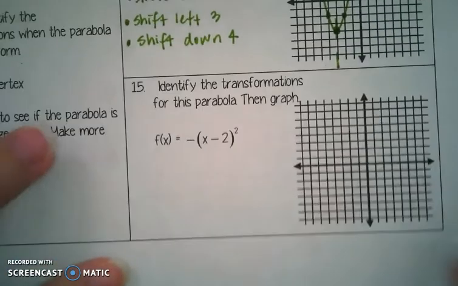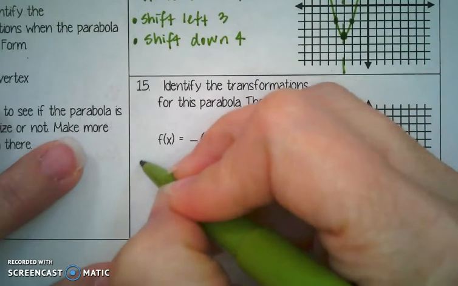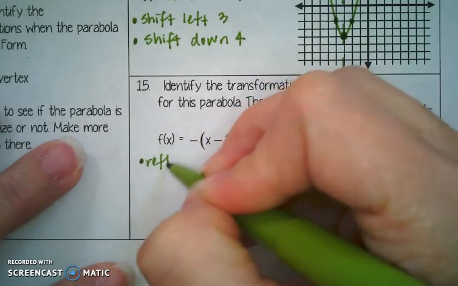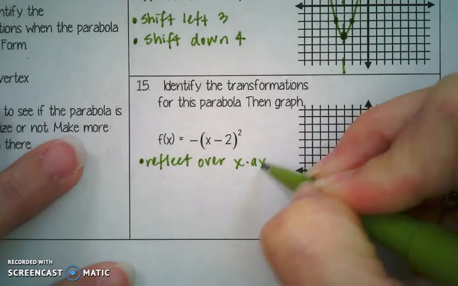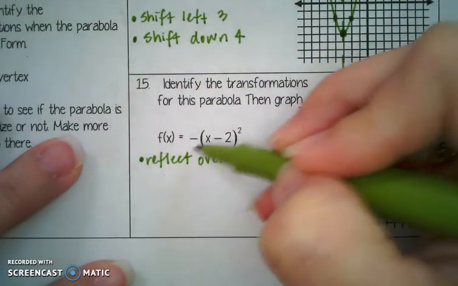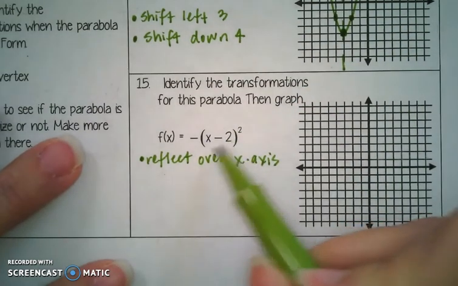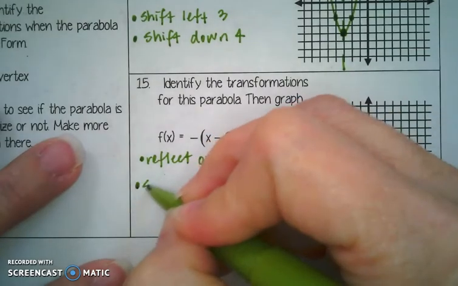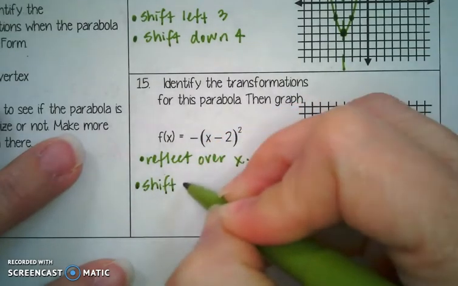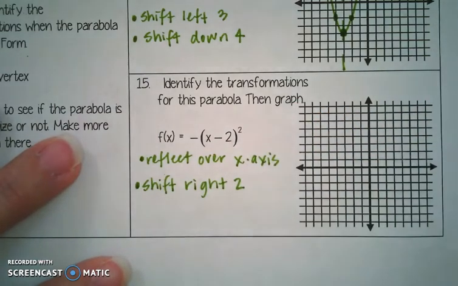All right, last one, and then we're done, almost finished. Identify the transformations for this parabola and then graph. Okay, so first thing this negative tells me is that we need to reflect over the x-axis. There's no stretch or shrink, so it's a normal size. It's just going to go down instead of up. And then we have a -2 in the parentheses with the x, which tells me that that's going to be a horizontal shift right 2 spaces, and then we're not going up or down any.